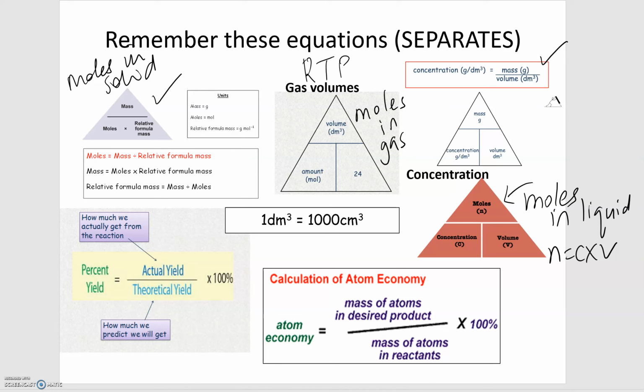And this is for triple and higher tier. If you're doing percentage yield, you need to do the actual yield that you get in the practical, divided by the one you can calculate and predict, and then times by 100 because it's a percentage. And if you're doing atom economy, it's the mass of desired products divided by the relative formula mass of all your reactants, times by 100. Both of these are percentages, so you must times it by 100.